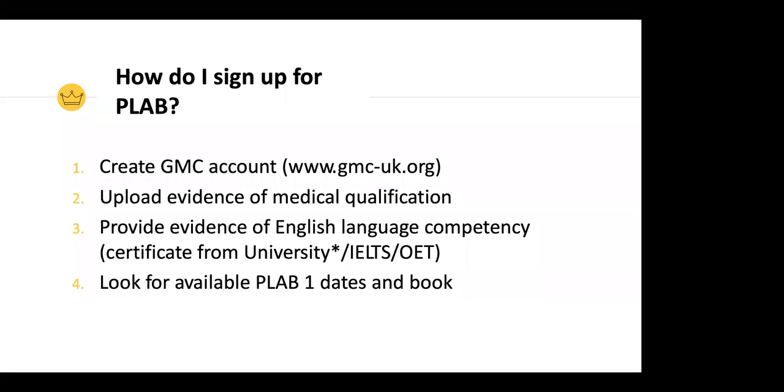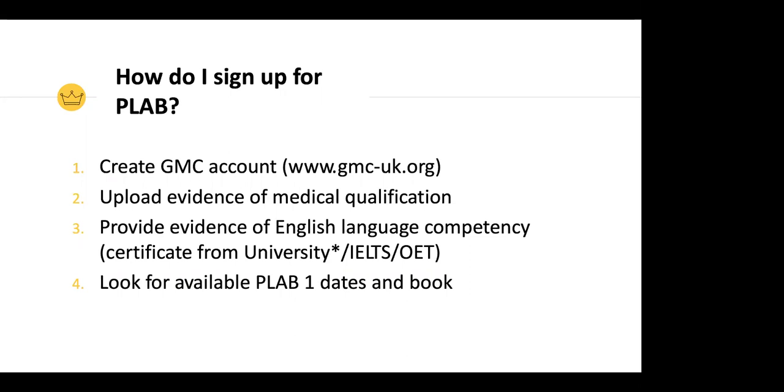So if you want to go this route with getting a certificate from your university, you need to be within 2 years of qualifying from the university, and all your courses need to have been taught in English. Just in terms of the alternate exams, the IELTS stands for the International English Language Testing System, or the OET, which is an Occupational English Test. I think for the IELTS, you need a score of 7 in each of the components and overall a score of 7.5. I'm not so sure about the OET exam.